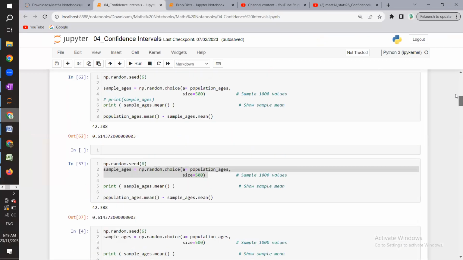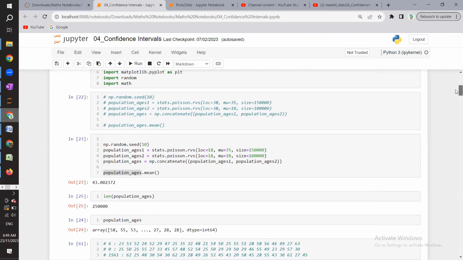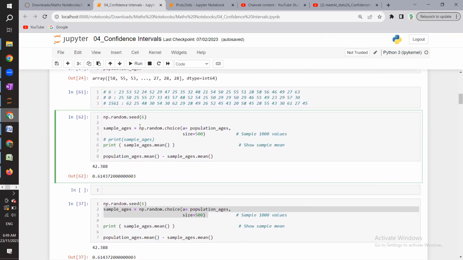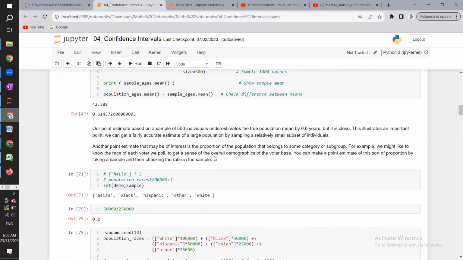Just to go back one more step, if you remember the point estimates, we are taking multiple samples, using random choice from the population ages. 1000 sample values are being taken, and if you check, the population ages and the sample mean ages are almost similar. So now these sample ages can be called a point estimate. Similarly, I think we have also considered taking multiple samples.